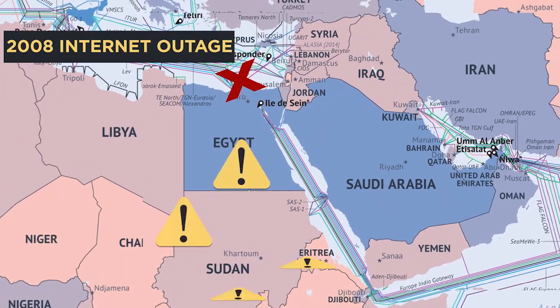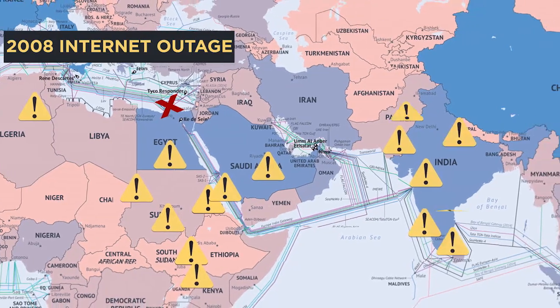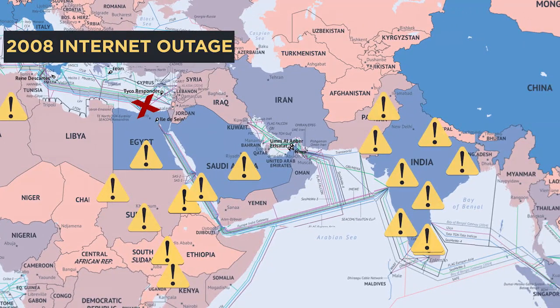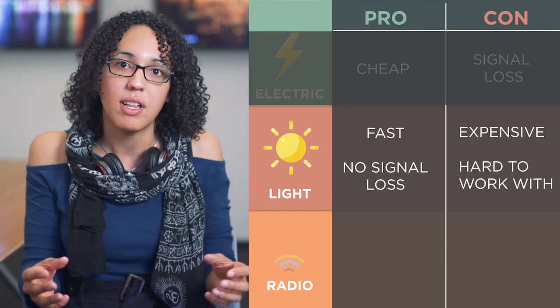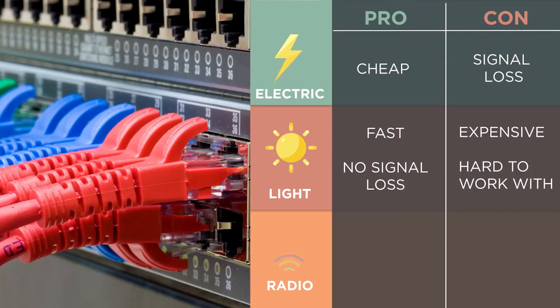In 2008, there was a cable that was actually cut near Alexandria, Egypt, which really interrupted the internet for most of the Middle East and India. So we take this internet thing for granted, but it's really a pretty fragile physical system. And fiber is awesome, but it's also really expensive and hard to work with. For most purposes, you're going to find copper cable.